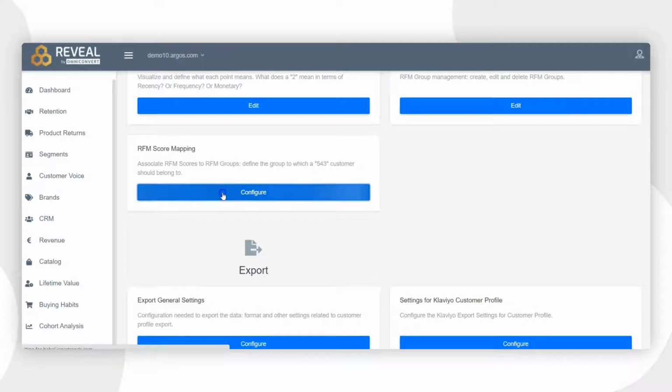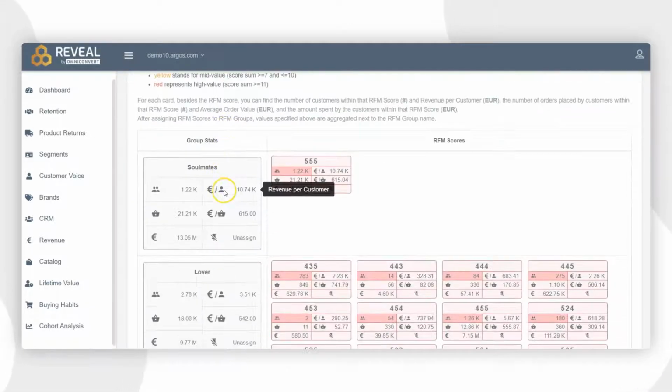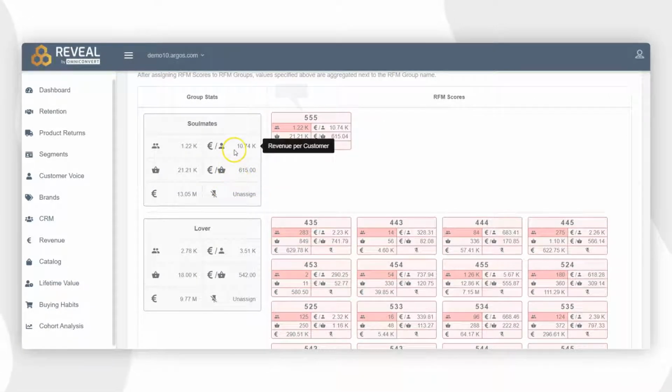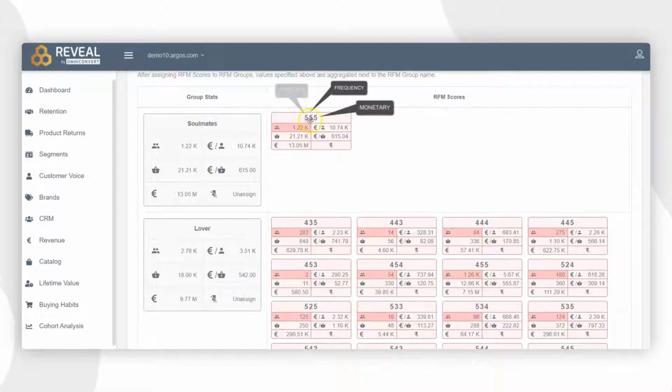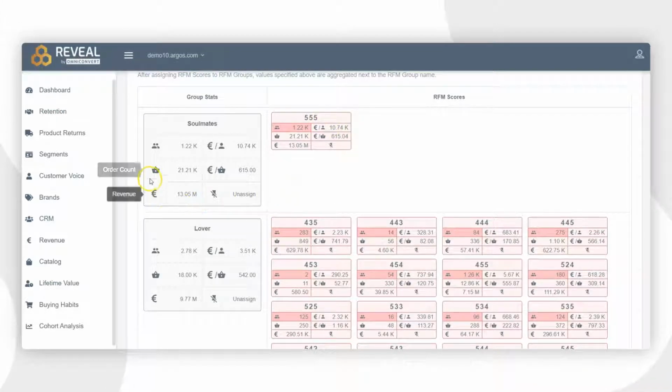We can refer to a customer as a soulmate if that customer has a 555 RFM score, 5 in recency, 5 in frequency, and 5 in monetary value. That means he's an active customer that has placed a big number of orders and spent a big amount of money with your store compared to other customers. It's very important that you monitor the lifetime value of this group of customers.